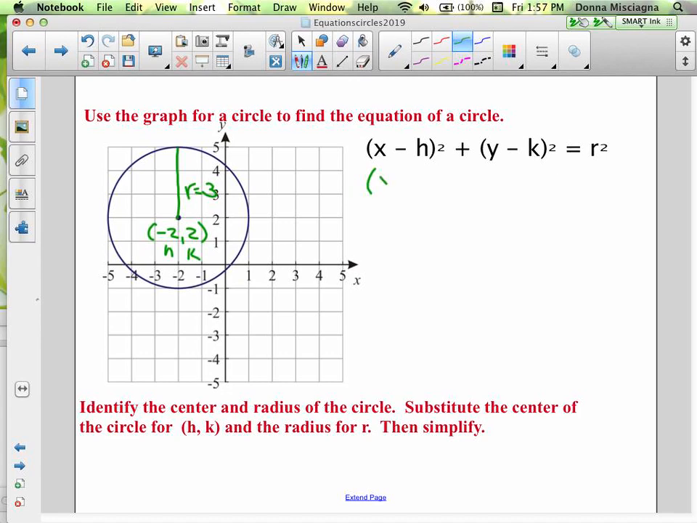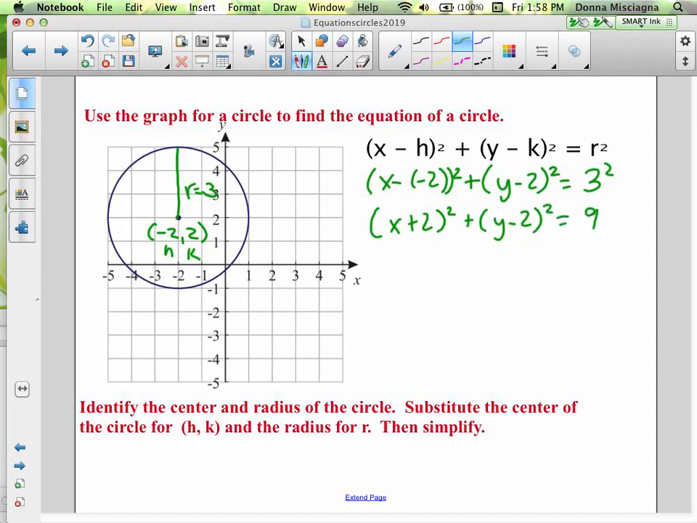So we have x minus a negative 2 squared plus y minus 2 all squared equals 3 squared, and then just simplify. X plus 2 squared plus y minus 2 squared equals 9. So it's really no different than being told the center and the radius. It's just you have to count it or look at the graph for it. One tiny little extra step, that's it. And notice that if we have x plus, that means it's on the negative side of the graph. If we have y minus 2, it's on the positive side for y. Any questions at all on this one?